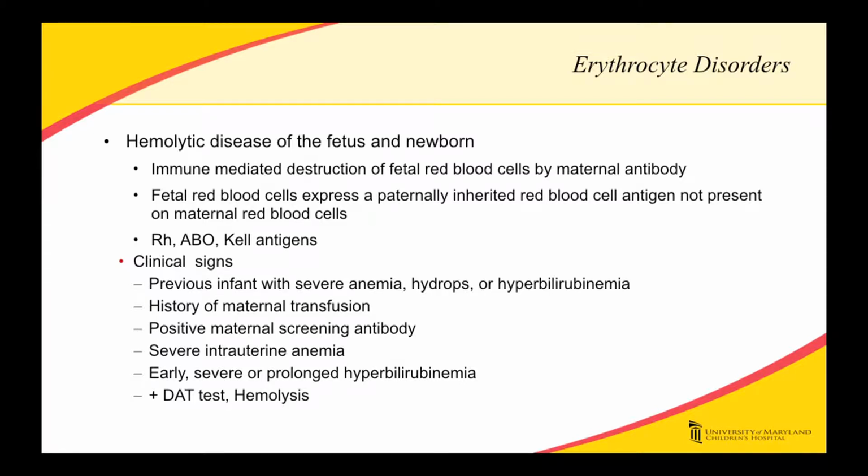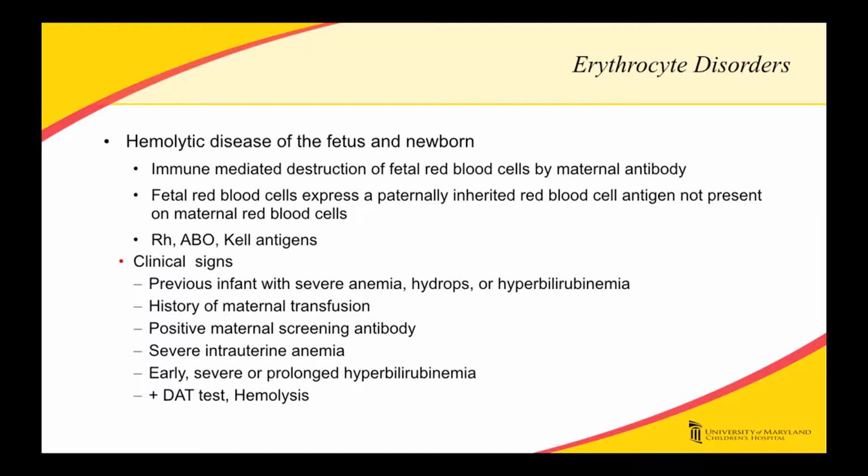Hemolytic disease of the fetus and newborn is an immune-mediated destruction of the fetal red blood cells by a maternal antibody. These fetal red blood cells express a paternally inherited red blood cell antigen not present on maternal red blood cells. They can be Rh, ABO, KEL antigens. There's also other antigens that we have seen hemolytic anemia with.